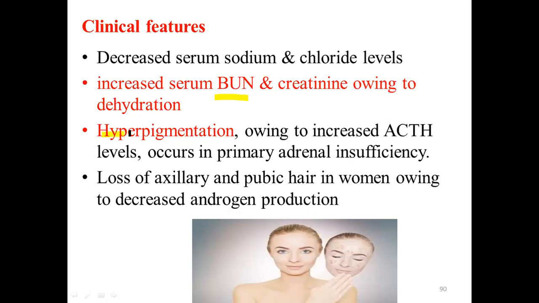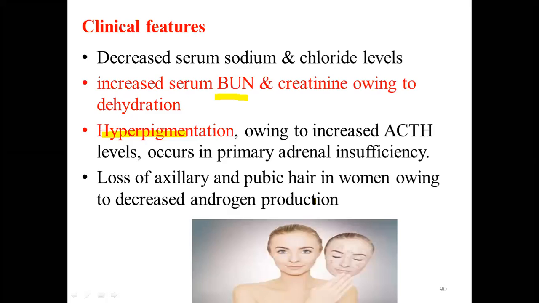Then, of course, hyperpigmentation of the skin. Remember, there are several causes of hyperpigmentation of the skin. One is primary adrenal insufficiency. The other is pregnancy. Pregnancy can cause hyperpigmentation of the skin because pregnancy increases what? It increases the level of melanin. And even use of the hormonal type of oral contraceptive increases hyperpigmentation.